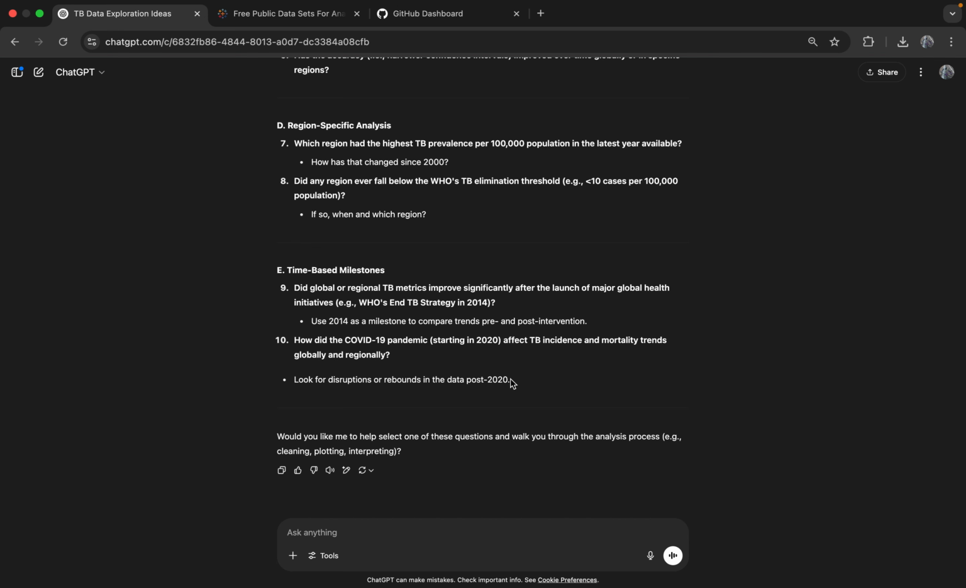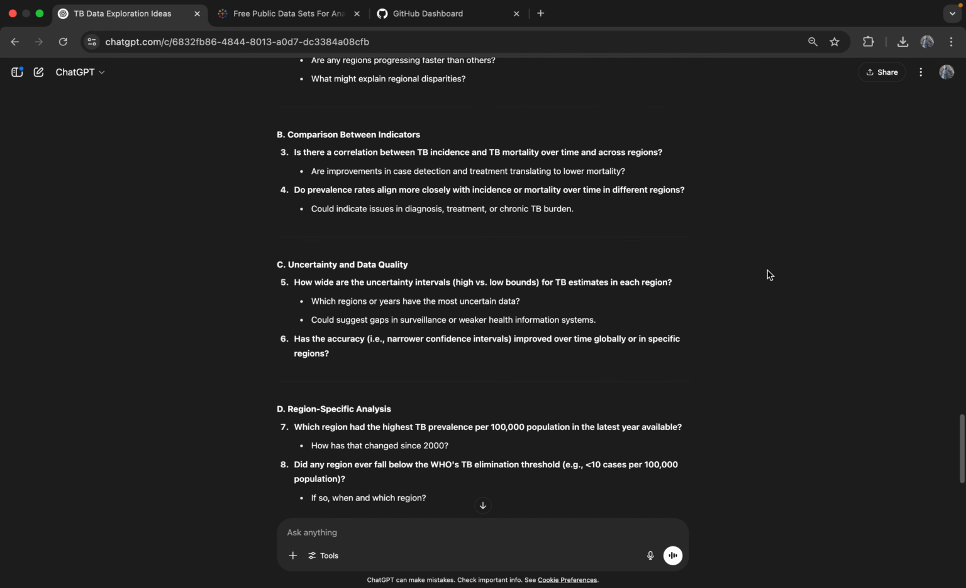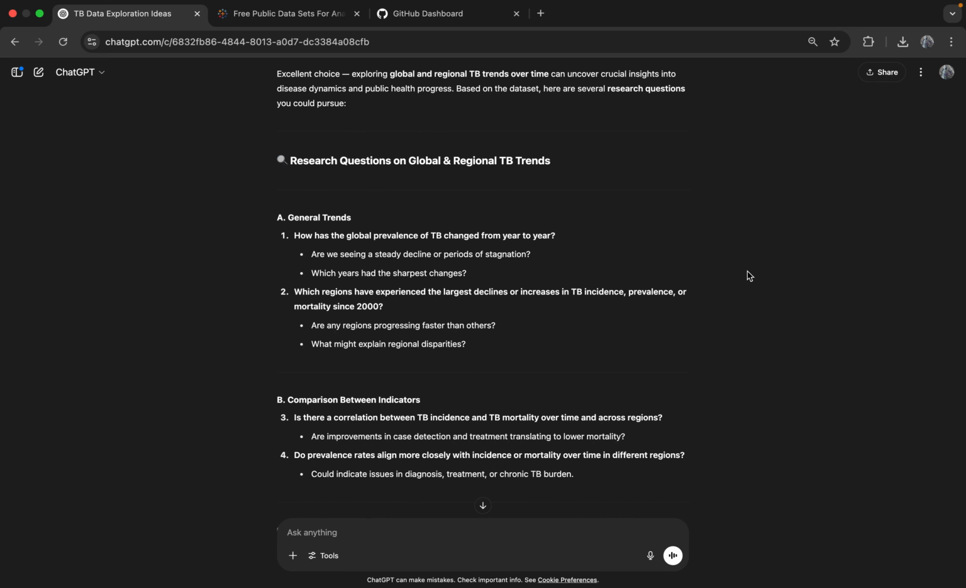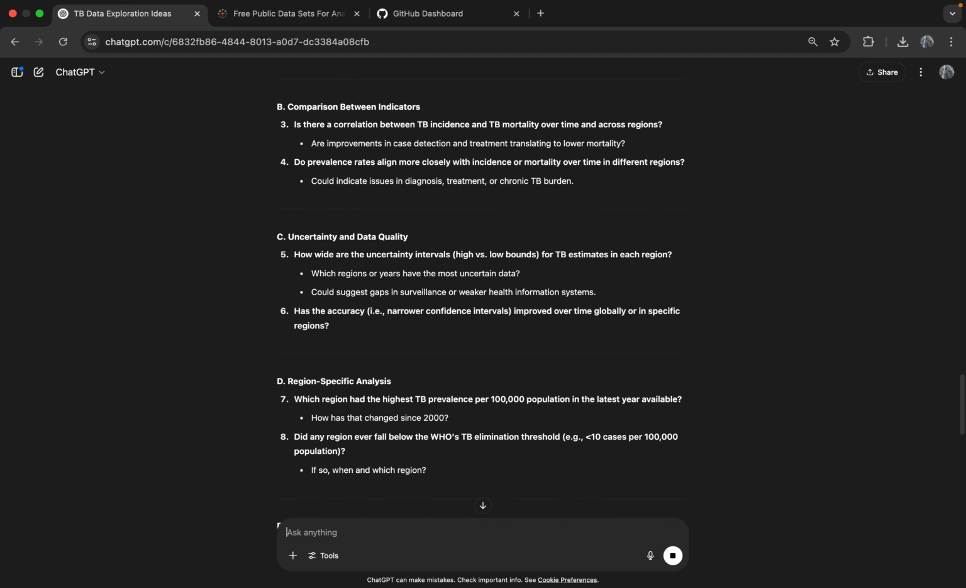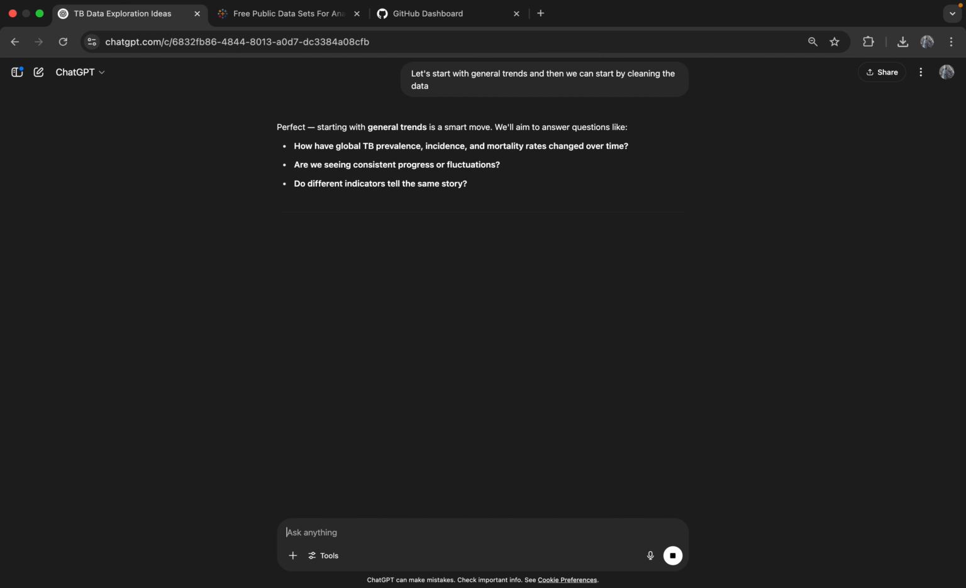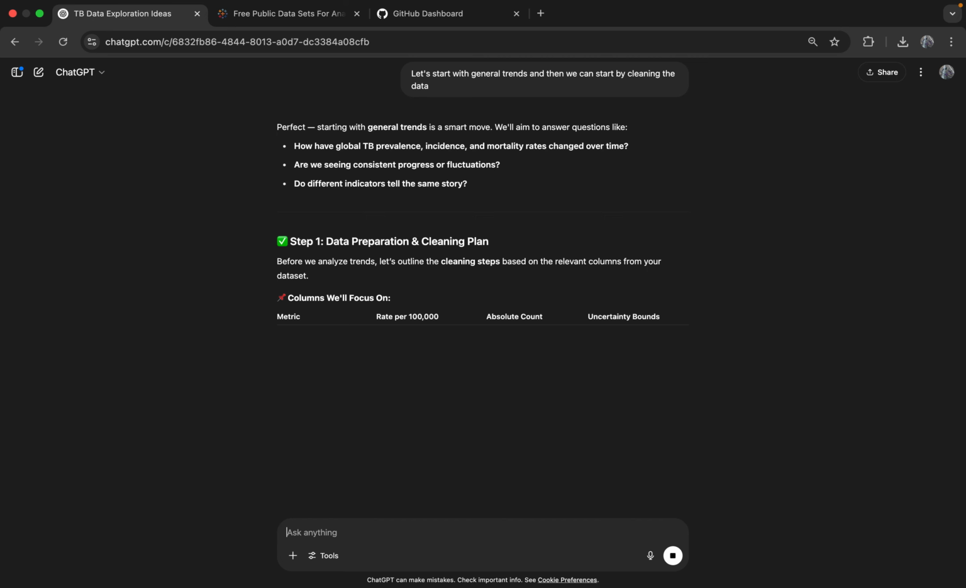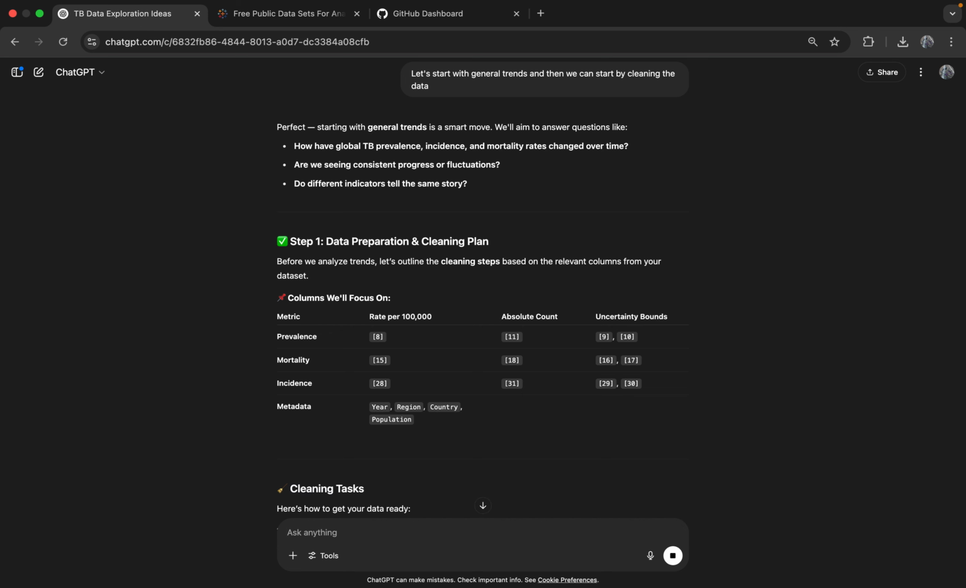Okay, so let's start with basic questions like general trends, and then we can start by cleaning the data. So these are the questions. How have global TB prevalence, incidence, and mortality rates changed over time? Are we seeing any consistent progress or fluctuations? And do these indicators tell the same story?